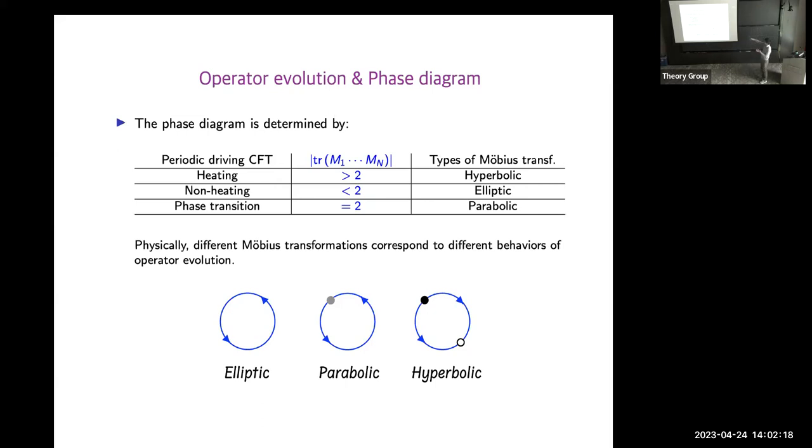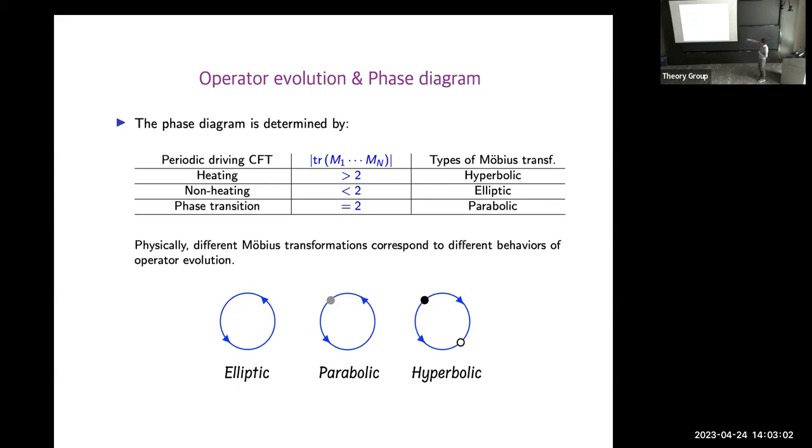So the meaning of this phase diagram is determined by the operator evolution. For example, if we are in this non-heating phase, then the operator evolution will be determined by some elliptic Mobius transformation. The operator will simply oscillate along a circle. So everything will oscillate along a circle. Then this means the system can go back to its initial state. This means the system is stable. This is similar to the swing, the energy, the operator simply oscillates along a circle.